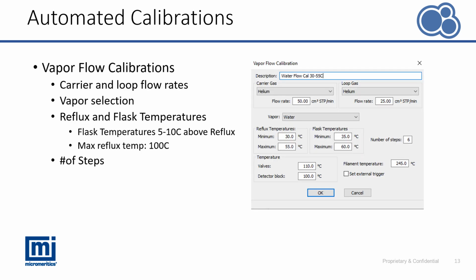The vapor flow calibrations have similar user specifications. The difference is that the calibration can be performed before, during, or after the experiment. The calibration uses the blend pathway but bypasses the sample tube, unlike vapor pulse calibrations.